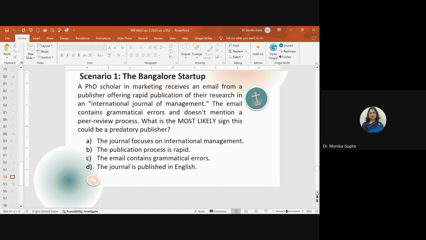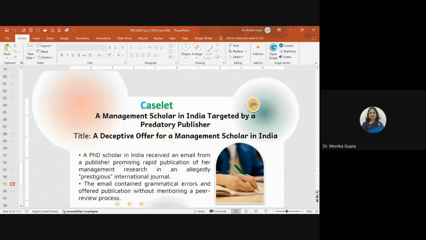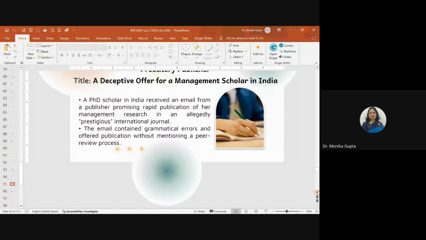International management word, rapid publication process, grammatical errors in mail, or journal is published in English language. Yes, according to you? C, the email contains grammatical errors. Yes. You are talking about academic writing and you cannot write even a single simple email. How could this be possible?